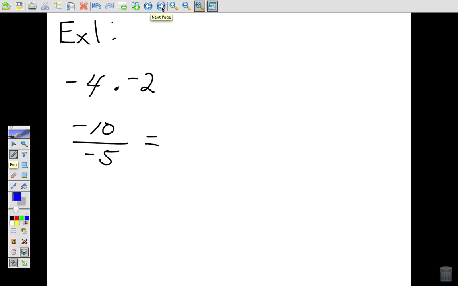So example 1, copy this down in your notes. I know that a negative times a negative is always positive, and then I just multiply the numbers. So 4 times 2 is 8, it's a positive 8. And likewise, if I'm dividing a negative by a negative, it's positive. And I don't need the positive, but just to emphasize that, I'll write it. And what's 10 divided by 5? 2. So really, I could just leave it like that. So I have a positive 8 and a positive 2. So a negative times a negative, or a negative divided by a negative, always a positive answer.